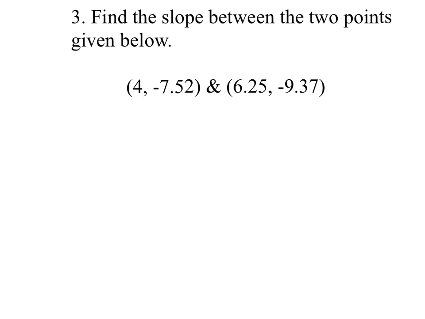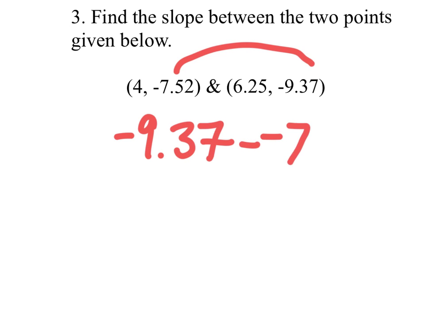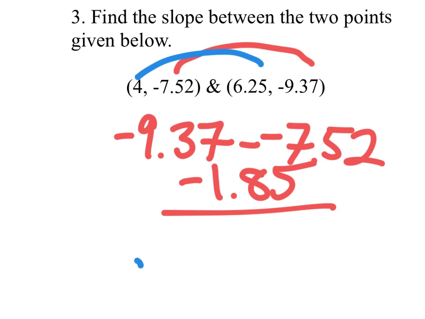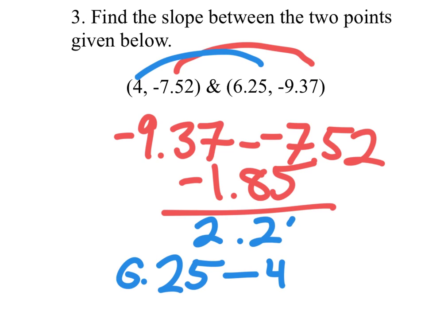Here I'm trying to find the slope between 2 points. To go from negative 9.37 to negative 7.52, I got negative 1.85. And for the x's, to go from 6.25 to 4, it's 2.25. If I divide them, I get negative 0.822.